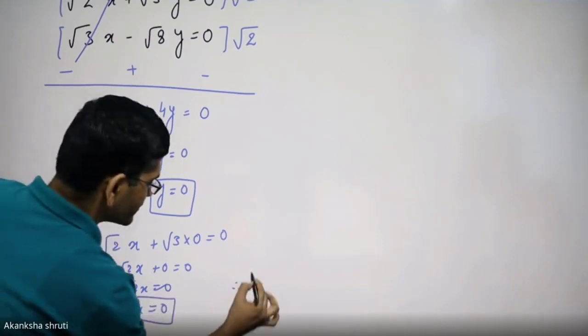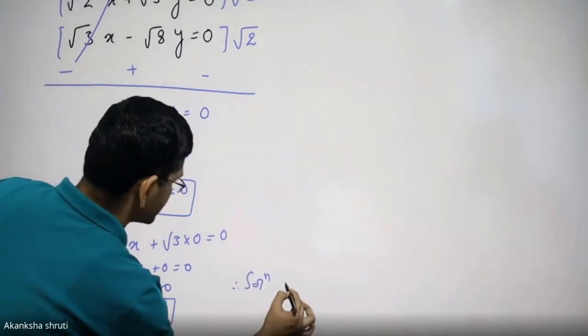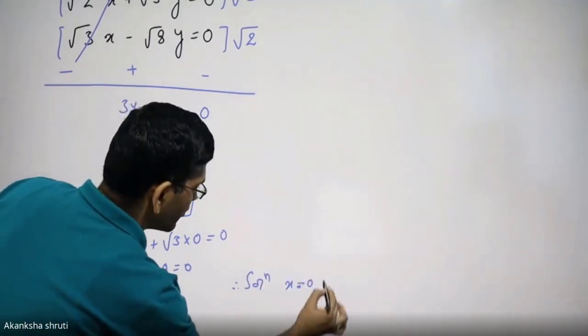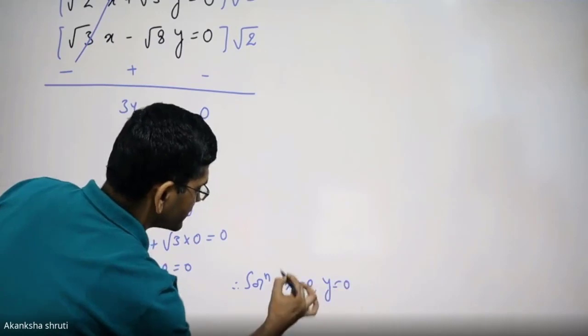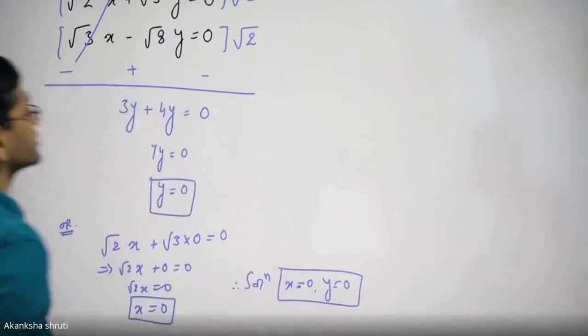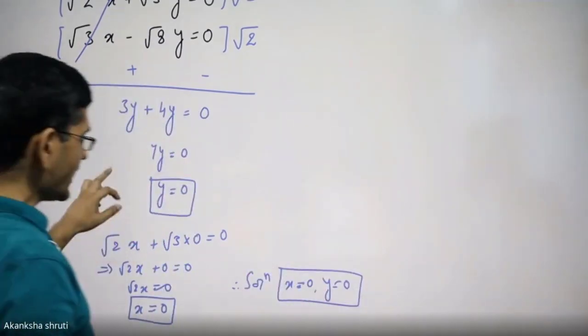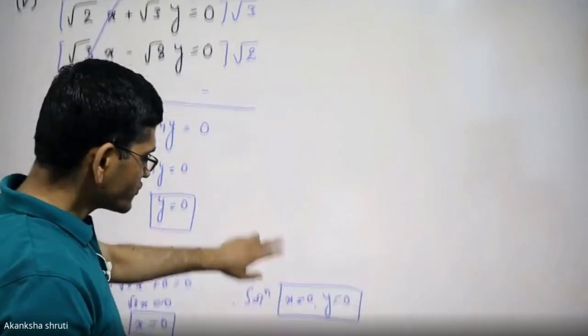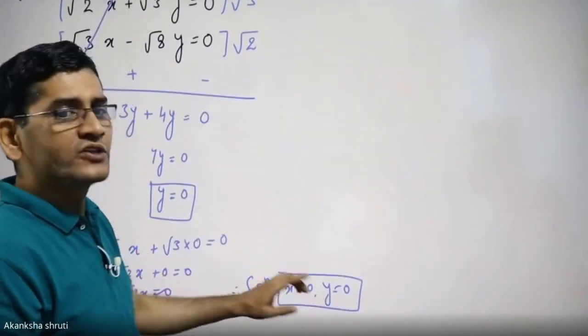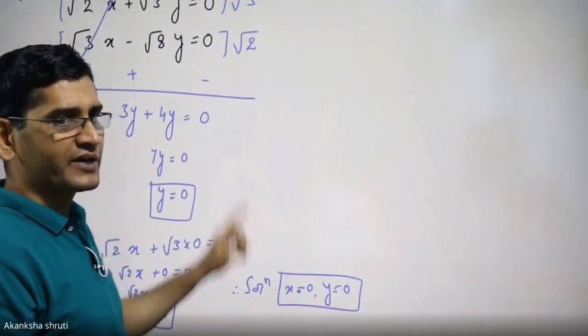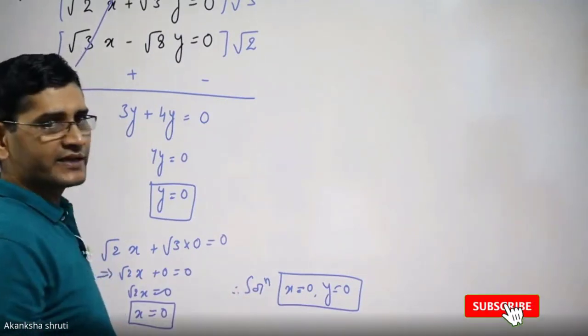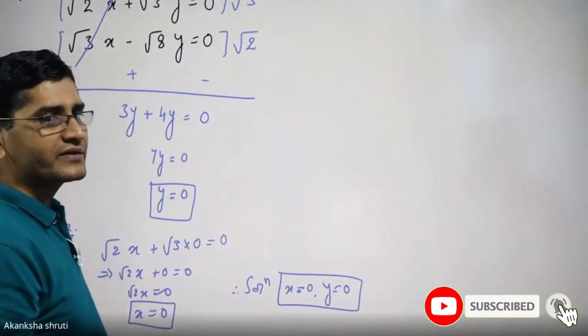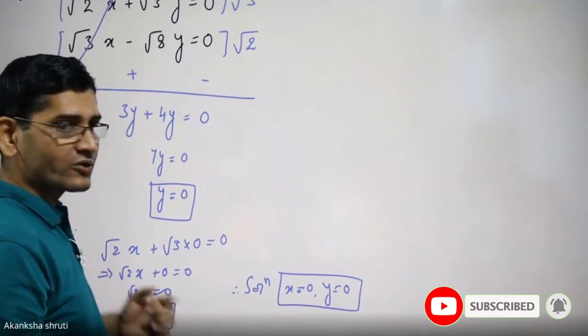Therefore the solution is x equals 0, y equals 0. This is the solution which satisfies this. Students, क्या x equals to 0, y equals to 0 पॉसिबल है? Surely पॉसिबल है। इसके यदि आप ग्राफ ड्रा करेंगे तब आप देखेंगे the two lines are intersecting at origin.